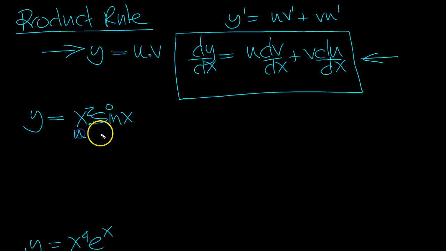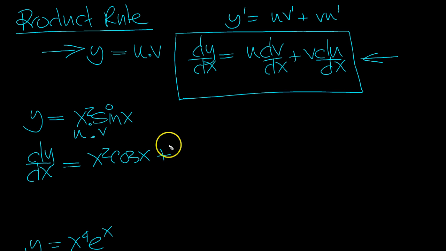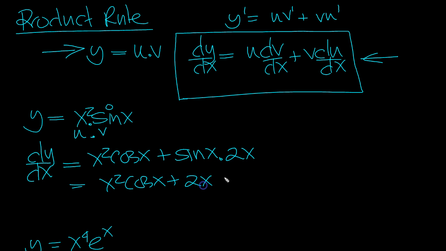So here you just label this u and this v. These two constituent parts are a product, and each constituent can be differentiated. So we can write down the answer straight away. u dv/dx, sine goes to cos, plus v, sine, times du/dx, which is 2x. Then we can tidy it up. x squared cos x plus 2x sine x.